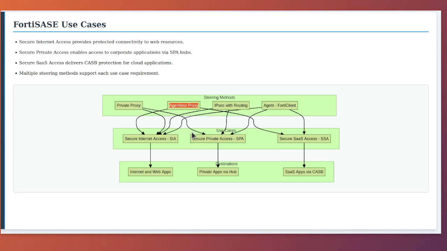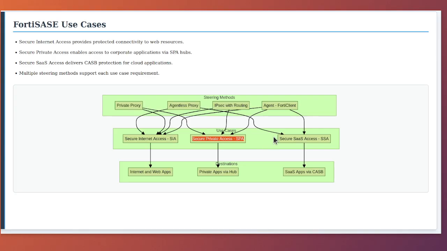Secure Private Access, abbreviated as SPA, enables secure access to private applications hosted behind SPA hubs in corporate data centers. The same steering methods support SPA, routing traffic through FortiSASE to reach internal corporate resources securely. This is particularly valuable for remote workers who need to access on-premises applications.